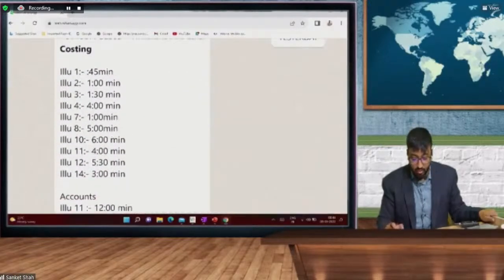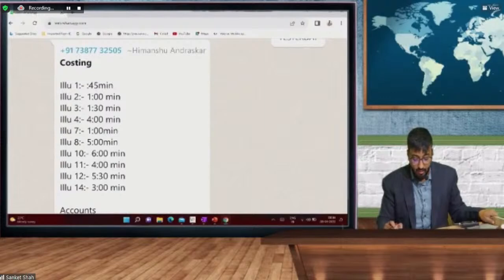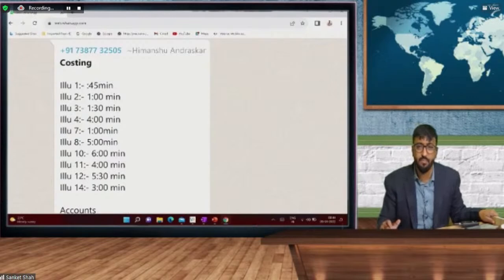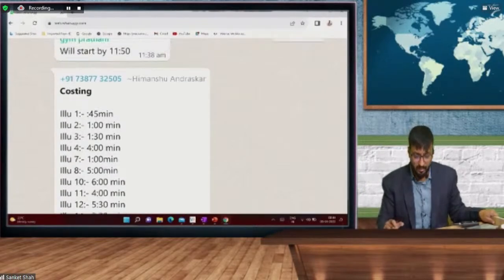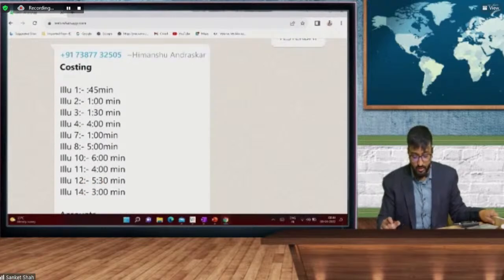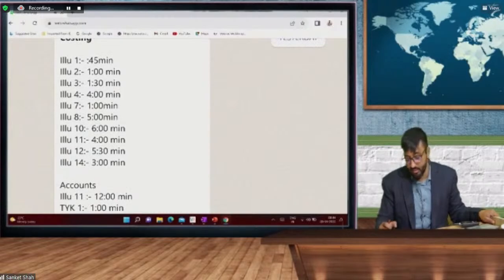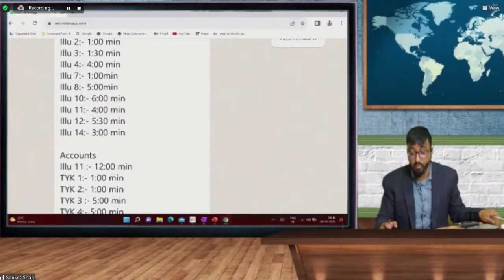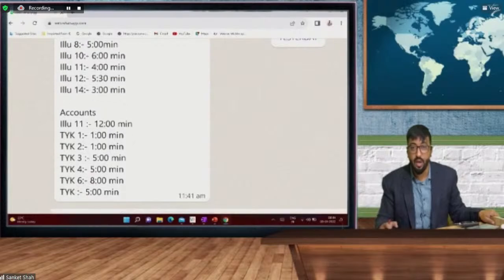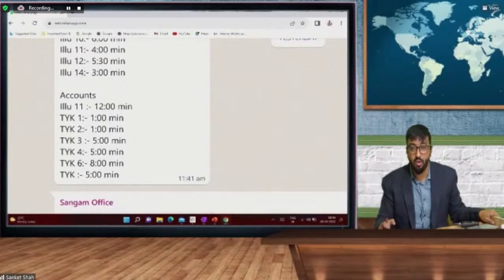Now, for example, this Himanshu guy sent this in our Pune branch channel, WhatsApp group. So illustration one, suppose we started with which chapter? Marginal costing. So he took 45 minutes. So similarly, you have to write for accounts. Now branch accounts is going on. So accounts illustration number 11 took 12 minutes.